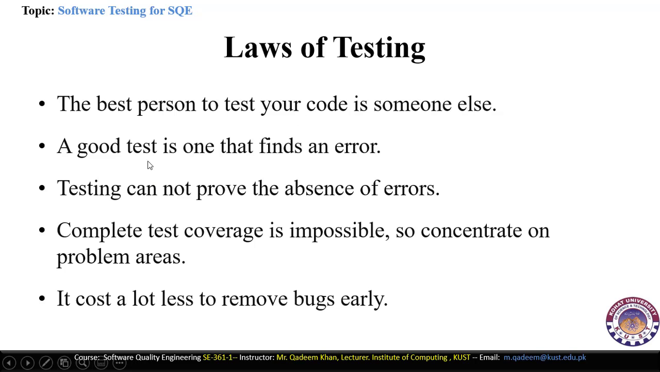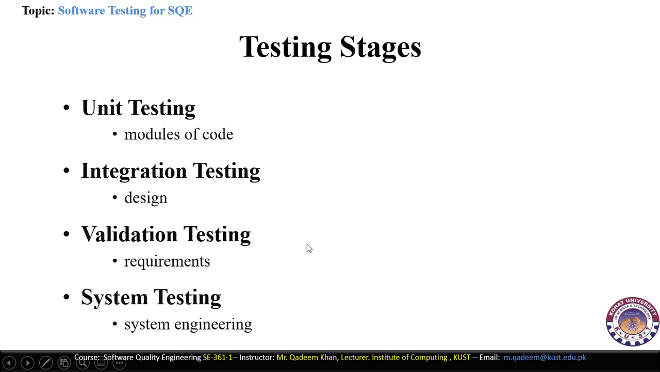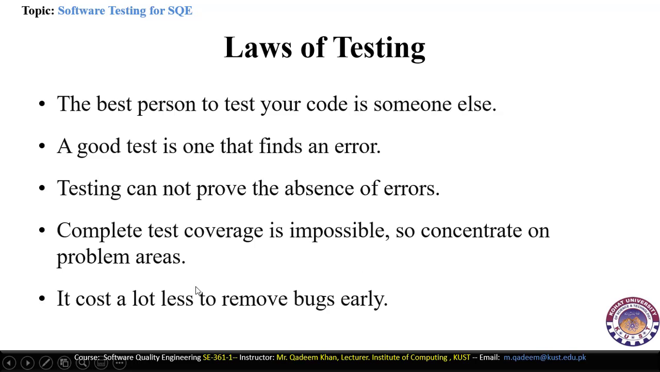Next one is that a good test is one that finds an error. So a successful test is one which finds an error. Testing cannot prove the absence of errors. So testing should prove the presence of errors instead of the absence of errors. Complete test coverage is impossible, so concentrate on the problem areas only. So 100% complete coverage testing is not possible. We have to concentrate only on those particular modules or areas where the problem arises.